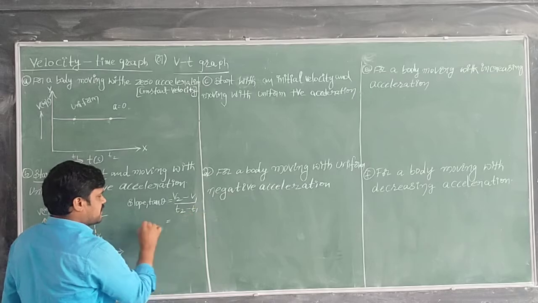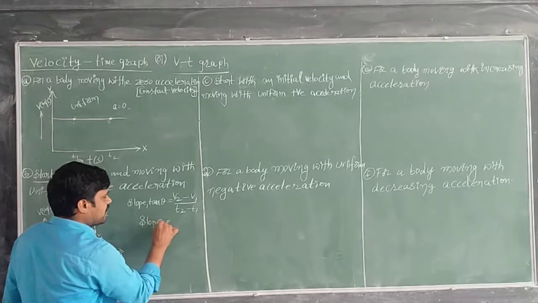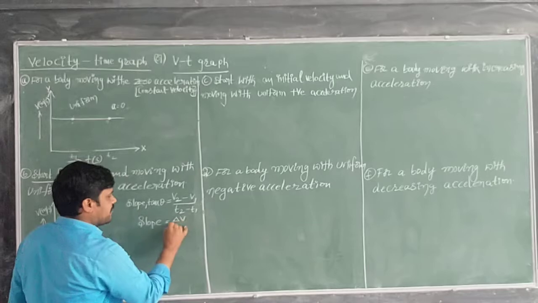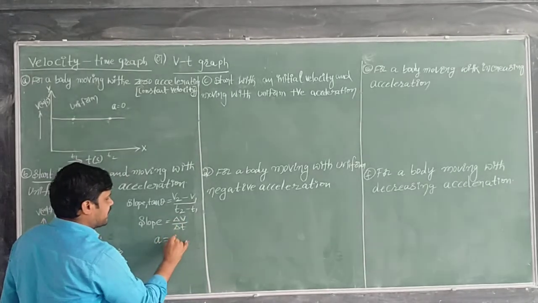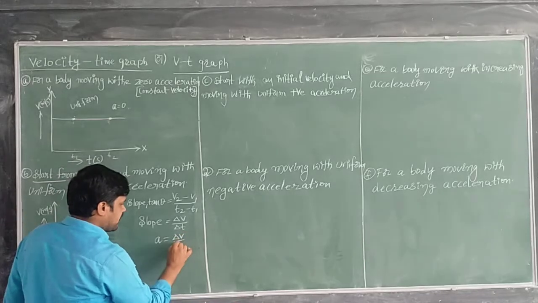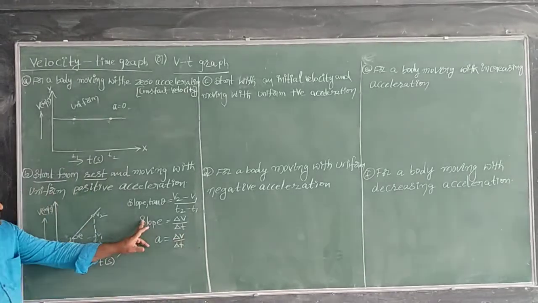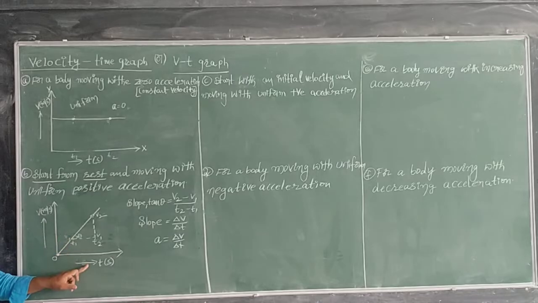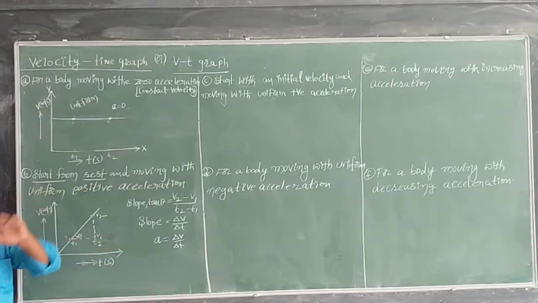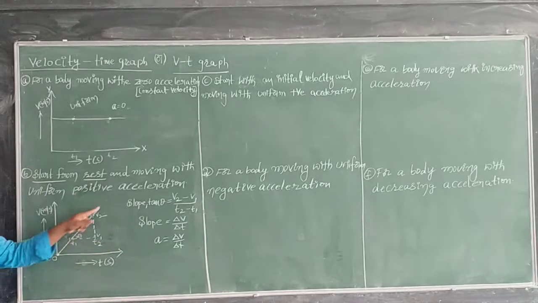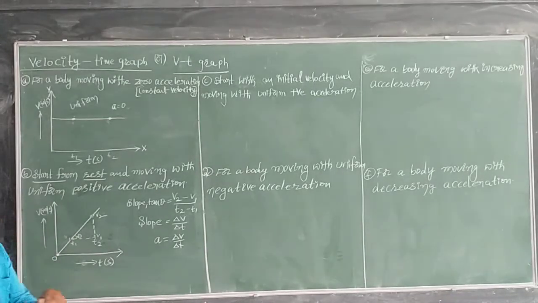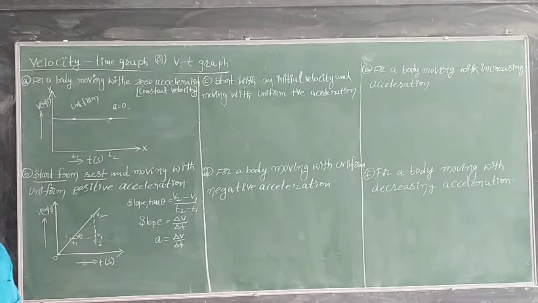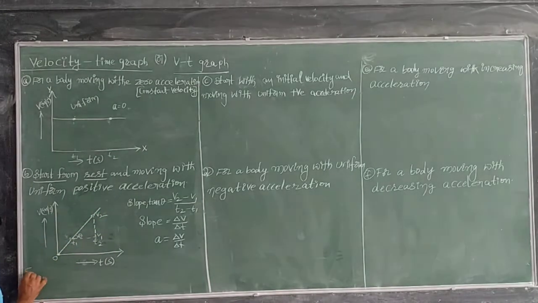So this is nothing but the slope, which is delta V divided by delta T, and that is equal to acceleration. That means the slope of the velocity time graph indicates acceleration. This complete line indicates acceleration in the velocity time graph. Of course, that acceleration is uniform, and of course positive.